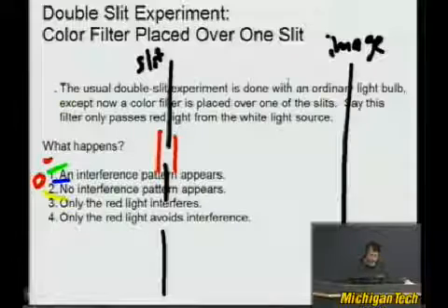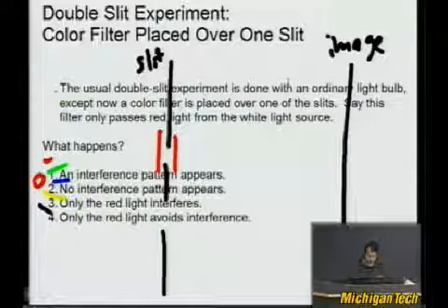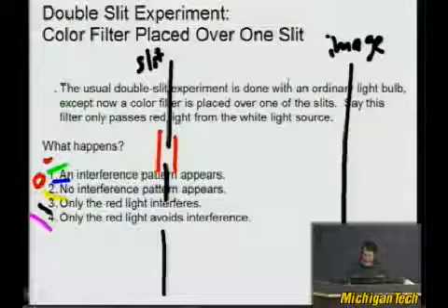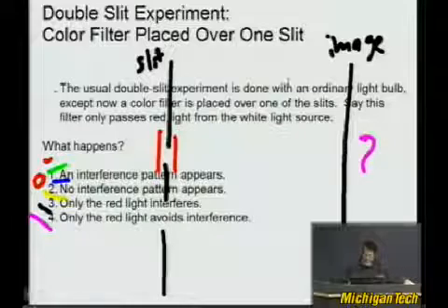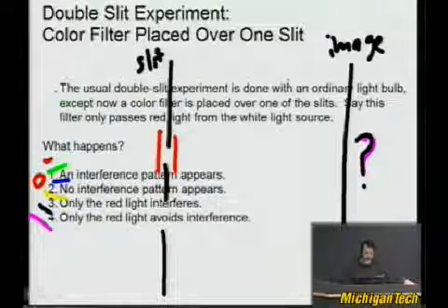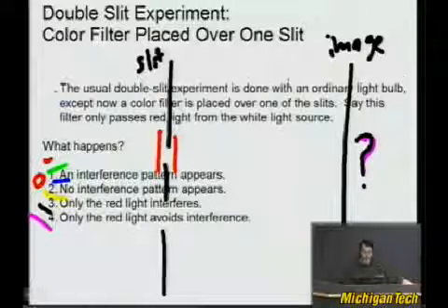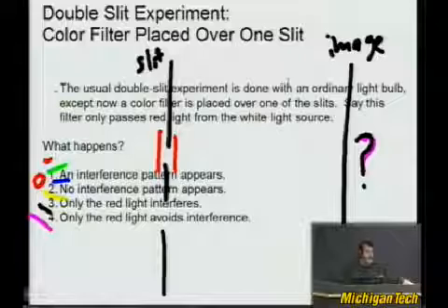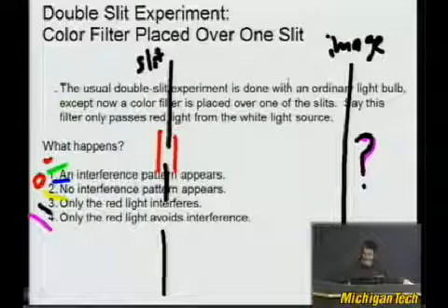By contract with the company, I have to do all the colors, including black. Okay, so what happens here? What do we see at the image screen? Do you see an interference pattern? No interference pattern? Only red light interferes, or only red light avoids interfering? Think about it. You can whisper, you can hum Jeopardy music to yourself. Okay.